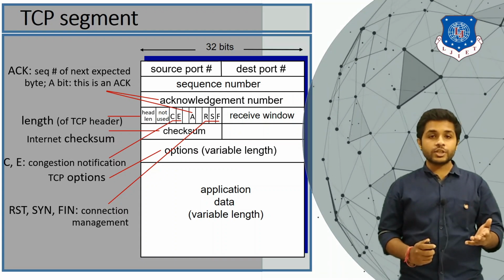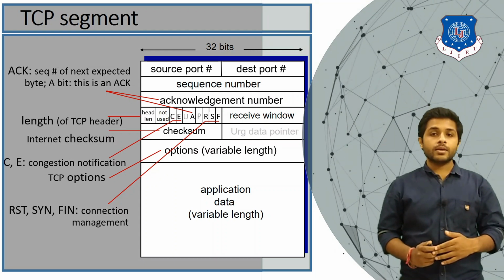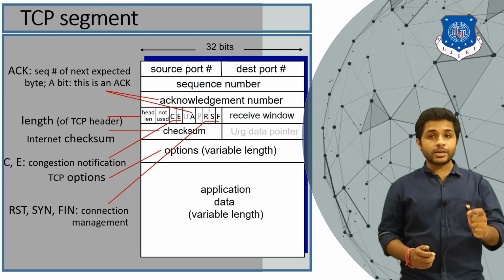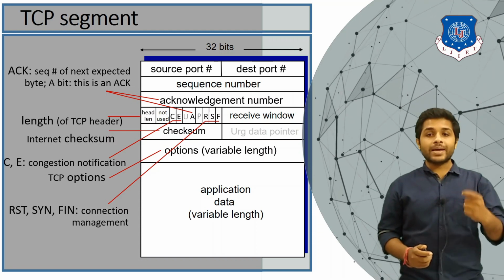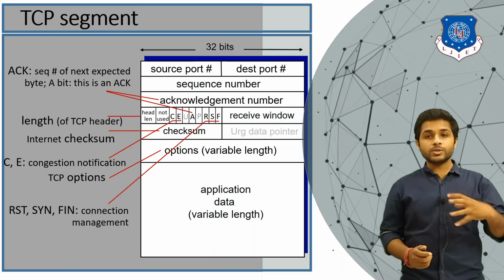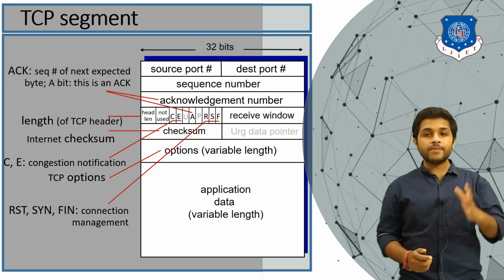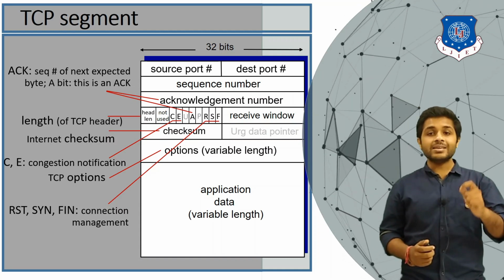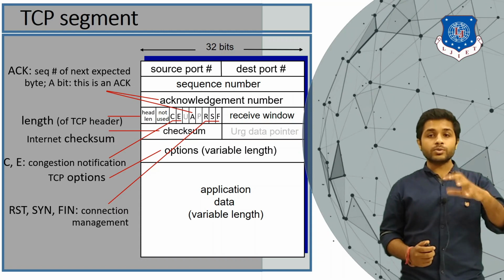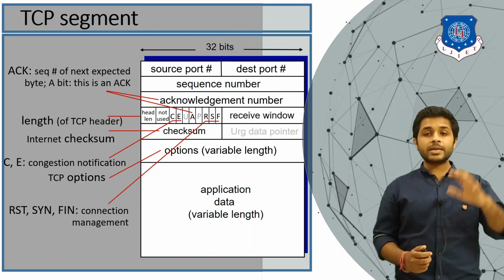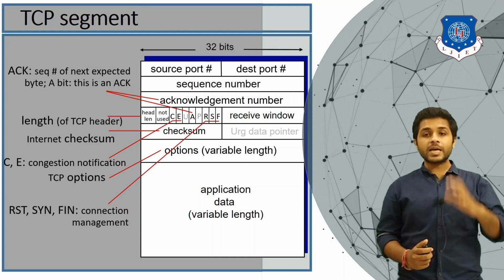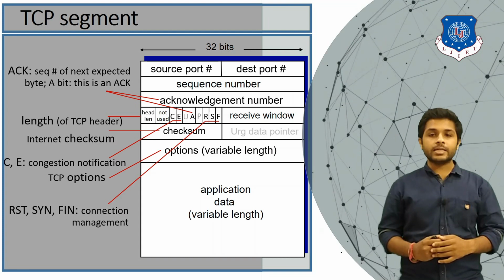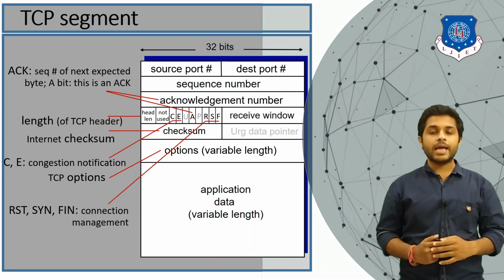Then congestion notification, which are C and E, and the next two fields are U and P, which are called urgent pointer and priority. So when urgent pointer is 1, the router knows that this TCP segment should be forwarded as fast as possible to the destination. And when priority is set to 1, the router knows that this TCP segment contains the highest priority, so this packet should be forwarded before other packets. And the last field is the data, which is data received from the application.